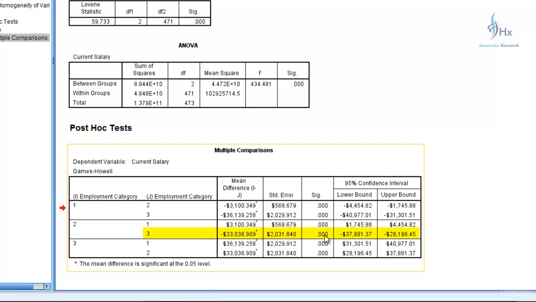So what is going on here? The three groups are significantly different. Managers are drawing a significantly higher amount of salary as compared to both clerks and custodial employees, and custodial employees are also drawing a significantly higher amount of salary as compared to clerks. So clerks are drawing the lowest amount of salary in this group.